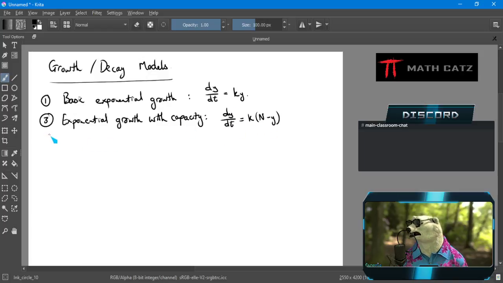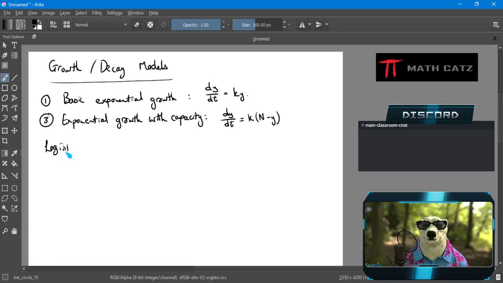So we did some other things here. Number 4 was Newton's law of cooling. Number 5 was some mixture problems. Okay, great. I'm not going to worry about those. I'm going to worry about these 2.